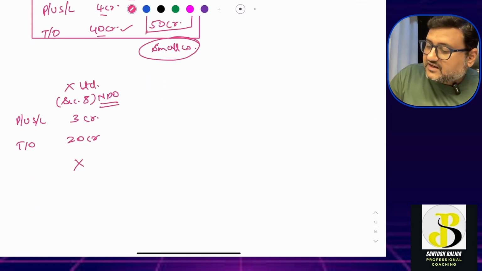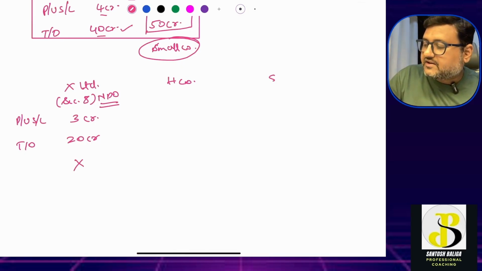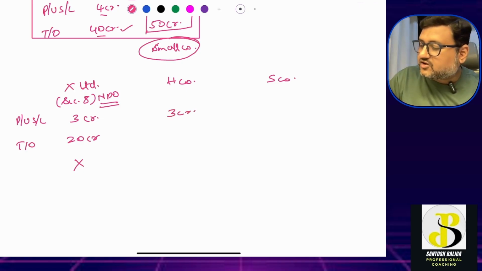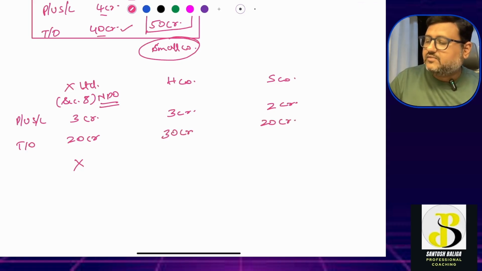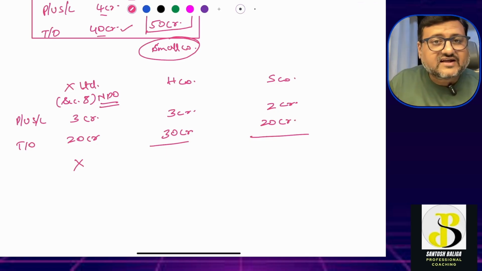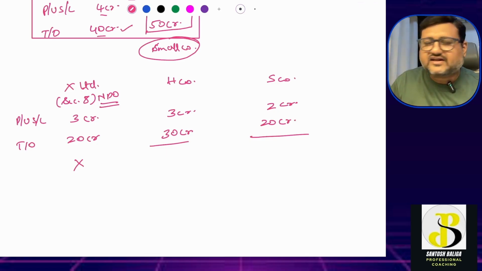Now the next part is, there is a company which is H Company Limited, and there is a company which is S Company Limited. Over here the paid up share capital of H Company is 3 crores and S Company is 2 crores. The turnover is 30 crores and the turnover is 20 crores. Now tell me whether this can be categorized as small company. Yes, they can be categorized as small company.